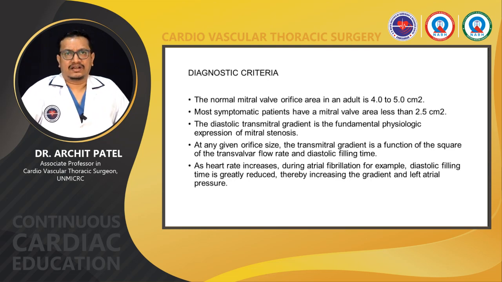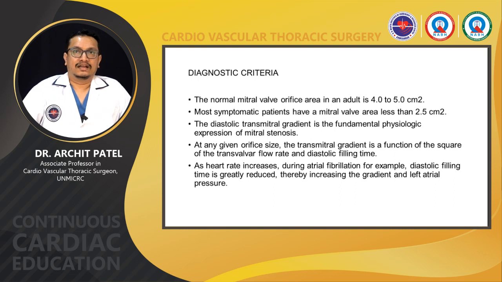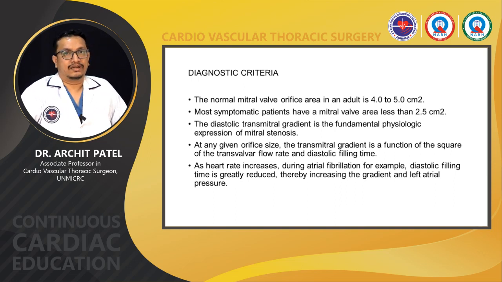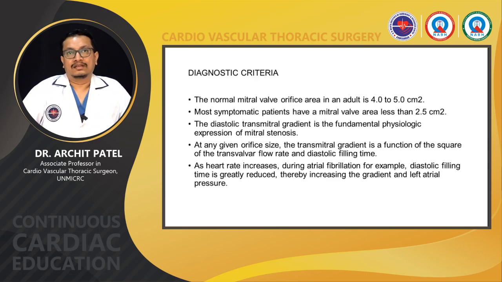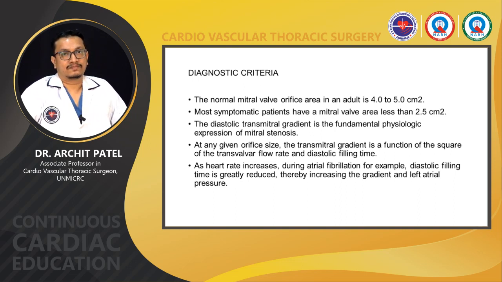What are the diagnostic criteria for mitral stenosis? Mitral valve normal orifice in an adult is 4 to 5 cm square. Most symptomatic patients have an orifice area less than 2.5 cm square. The diastolic transmitral gradient is the fundamental physiological expression of mitral stenosis.